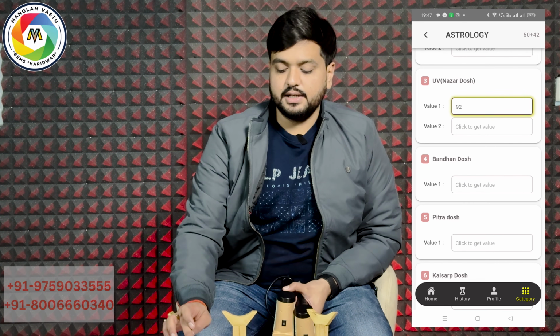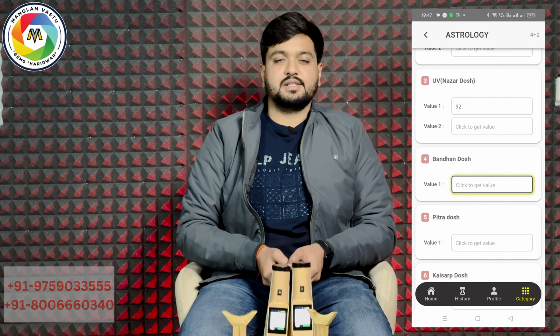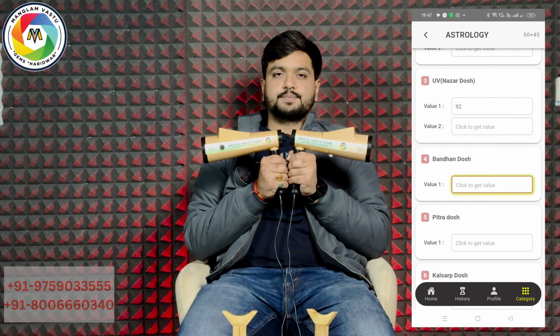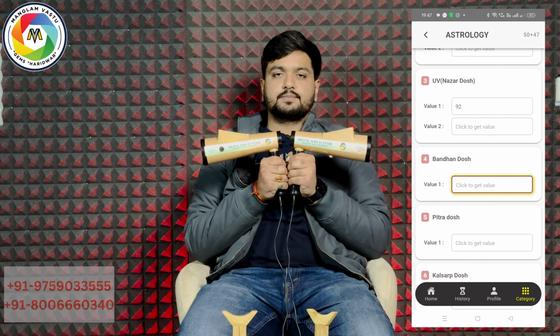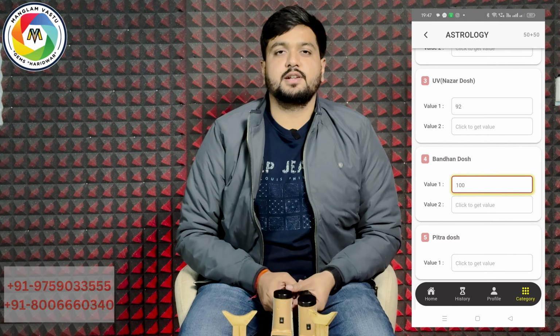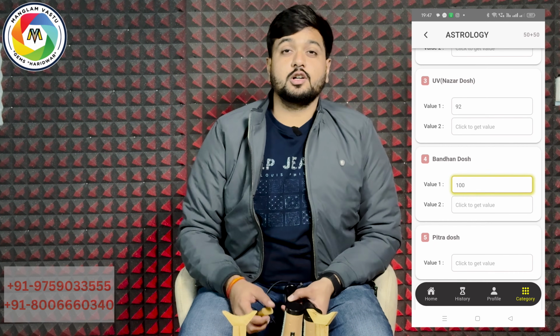Now we will be checking his bandhan dosh, that means black magic, whether his aura is affected with any kind of black magic or not. Now we can see his aura has 100% of bandhan dosh. Now we will talk about remedy.